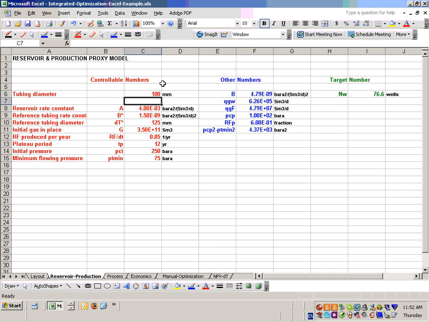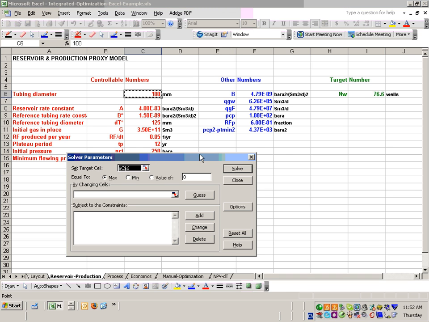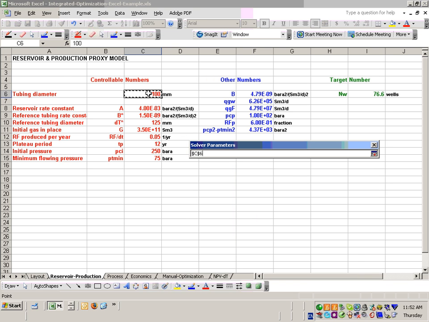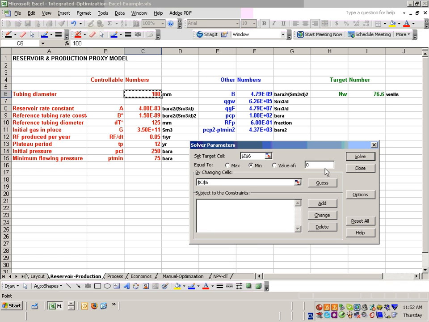Minimizing the number of wells. Okay, so let's set that up with Solver. The target cell is this one here, and we want to minimize, right? And we're going to change that. And anything else to do? What kind of constraints?